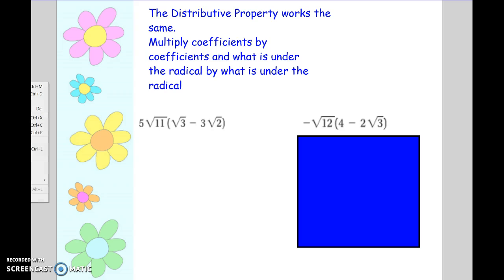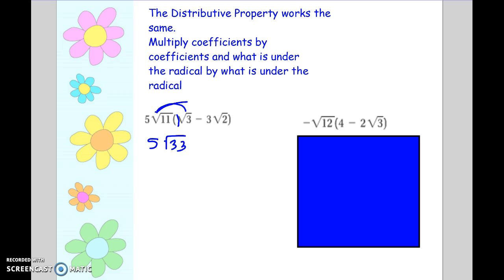So the distributive property works the same way. When you multiply radicals, you multiply the outside with the outside and the inside with the inside. So let's go ahead and try this one. So remember that there's nothing outside of this radical 3, so it's automatically a 1. So 5 times 1 is 5, and square root of 11 times square root of 3 is square root of 33. Then we multiply this one. 5 times 3 is 15. And square root of 11 times square root of 2 is square root of 22.